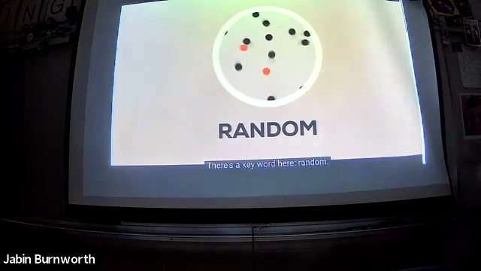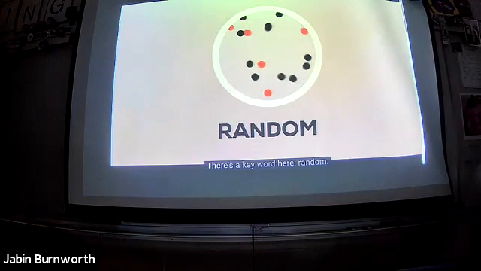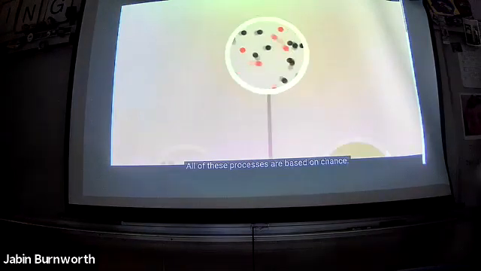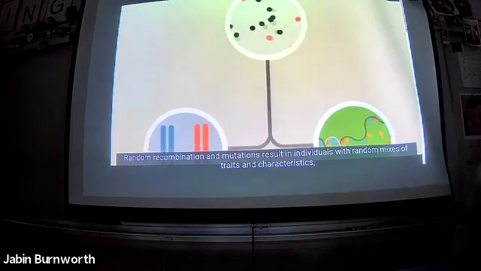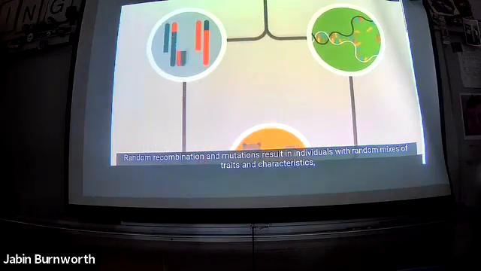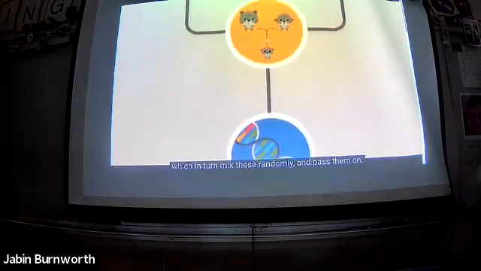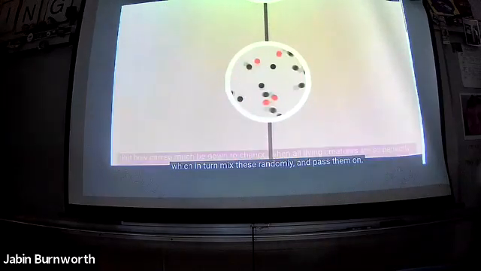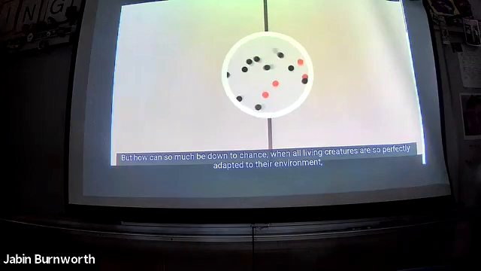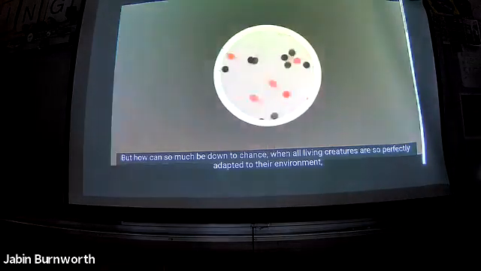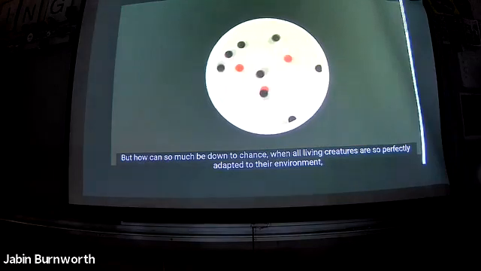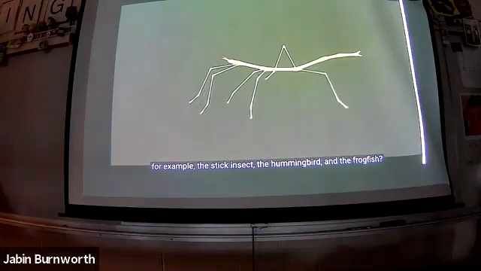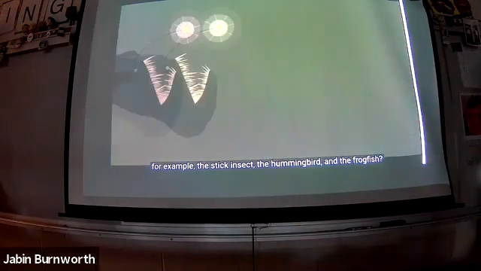There's a key word here: random. All of these processes are based on chance. Random recombination and mutations result in individuals with random mixes of traits and characteristics, which in turn mix these randomly and pass them on. But how can so much be down to chance when all living creatures are so perfectly adapted to their environment? For example, the stick insect, the hummingbird, and the frogfish.